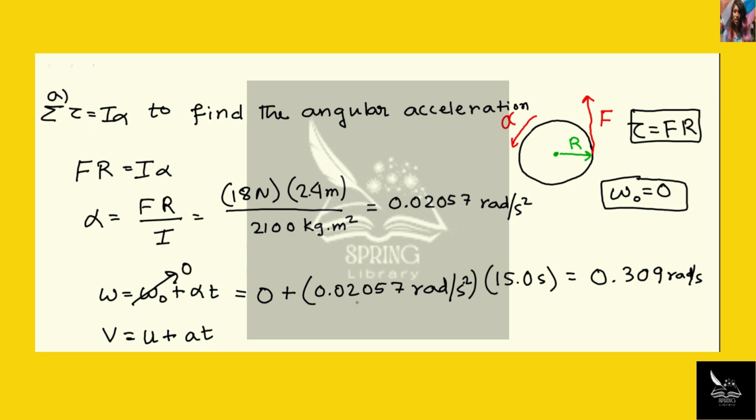So alpha is this value right here, and t is given as 15 seconds. So using those numbers, we see omega is 0.309 radians per second. Now in the second part, or part B, we need to figure out how much work did the child do on the merry-go-round.